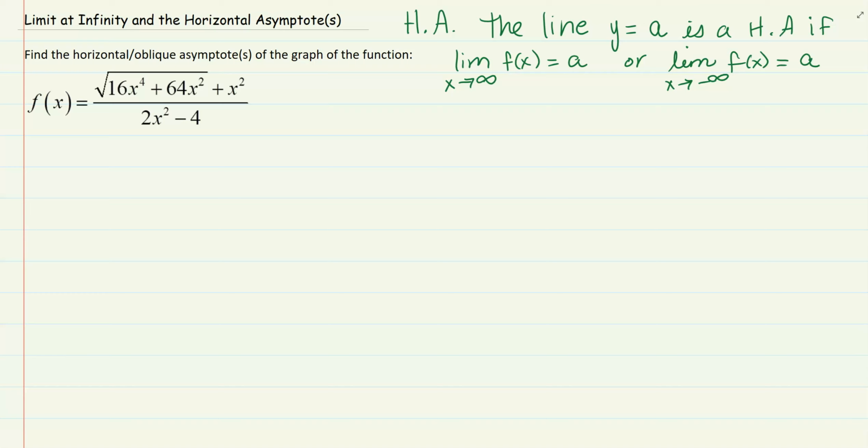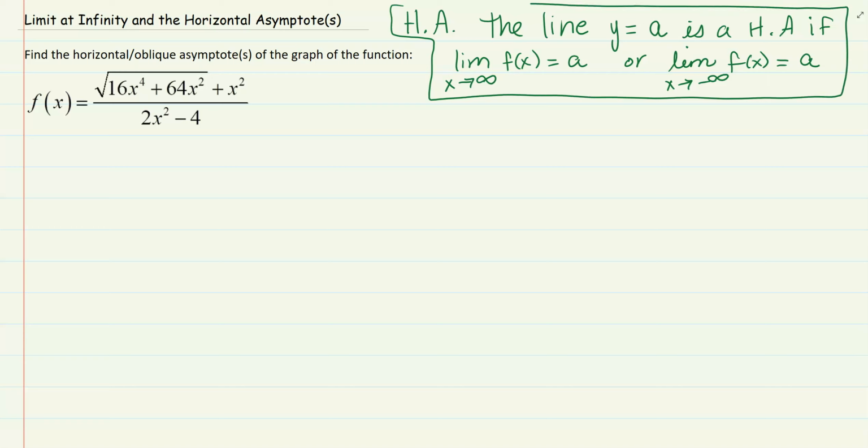What it is saying is way out there on the right and way out there on the left, if your function is flattening out, meaning if your function has a limit, then that limit is your horizontal asymptote. Okay, the line y equals a is your horizontal asymptote. So, given that definition, when you are asked to find a horizontal or oblique asymptote, you really are being asked to look for the limit as x goes to infinity and the limit as x goes to negative infinity.